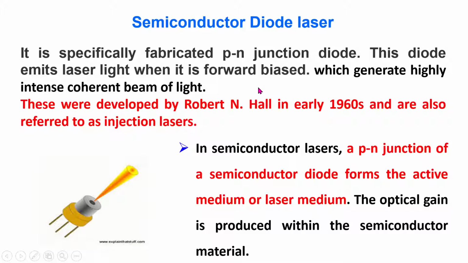The semiconductor diode lasers were developed by Robert N. Hall in the early 1960s and are also referred to as an injection laser. In a semiconductor diode laser, a PN junction of the semiconductor diode forms the effective medium, which is also known as the laser medium, and the optical gain is produced within the semiconductor material.